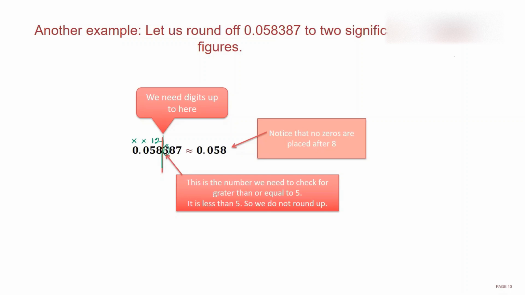After this, we have a 3, which is less than a 5, so we don't add anything to 8. So I just write 0.058. So I have only 2 significant figures. See here, if I put zeros at the end, what will happen? Then we have more than 2 significant figures. So we don't put zeros at the end. So our number, when we round off to 2 significant figures, will become 0.058.